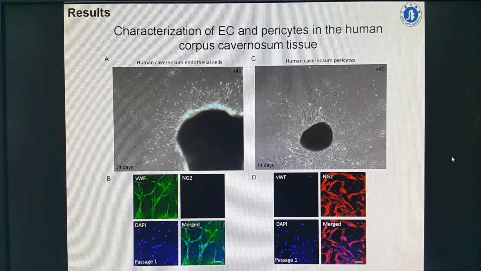Next, after isolating the EC and PC from the human corpus tissue, we also stained the primary cultured cells with different cell markers. Primary cultured EC showed positive staining for the EC marker VWF, but not the pericyte marker NG2. In contrast, human corpus pericytes showed positive pericyte marker NG2, but not the EC marker VWF.